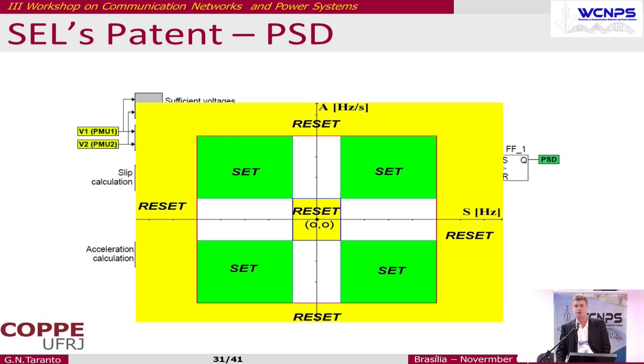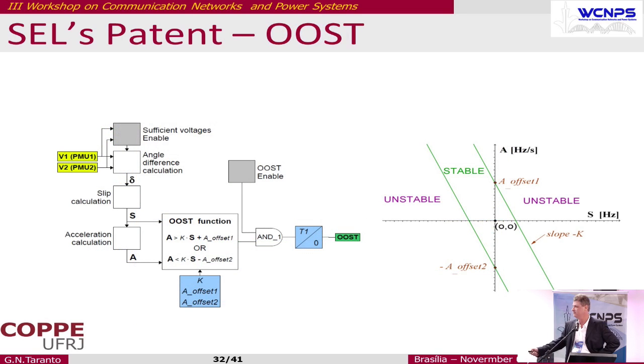You have set areas, reset areas, areas that should not work, areas that should work. For instance, near the origin, you have a very small variation, so it should not work. And then you have blinders on top of this area. This is very difficult to do. It took a lot of time for those guys to come up with these blinders.